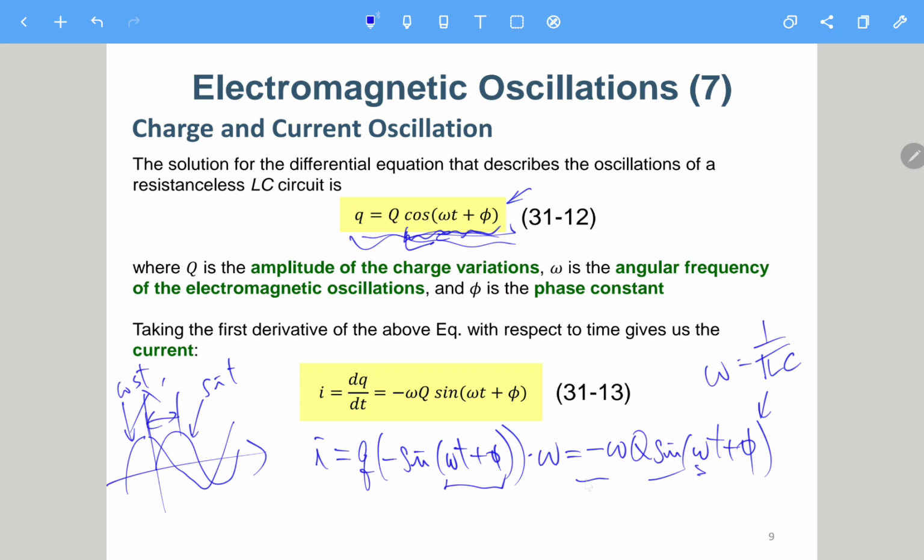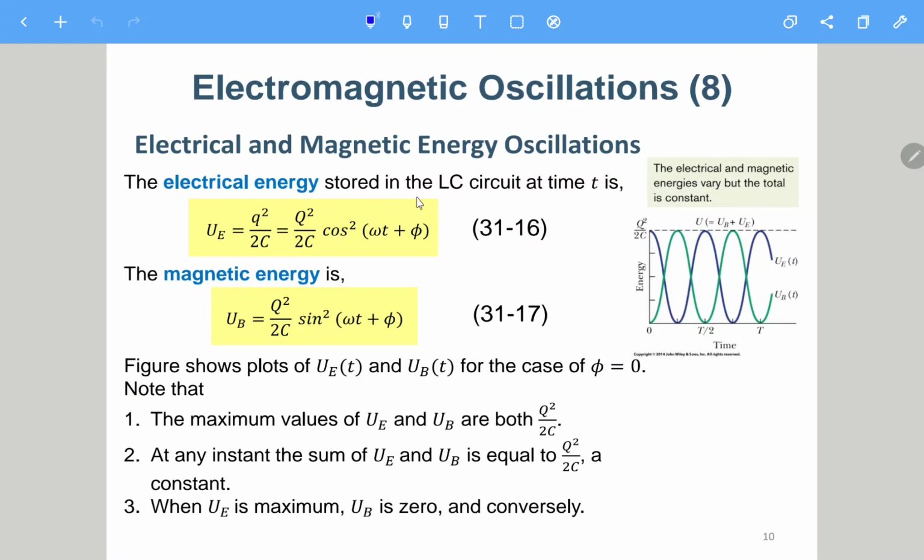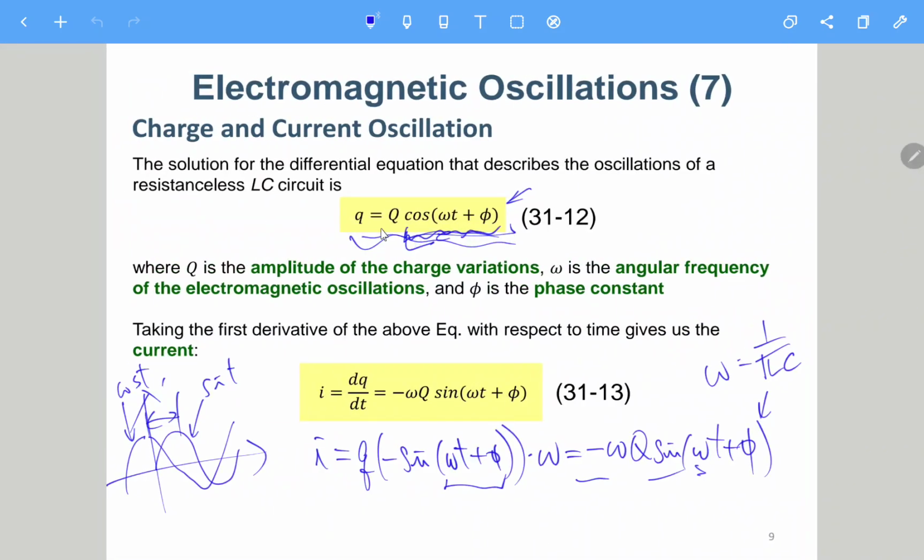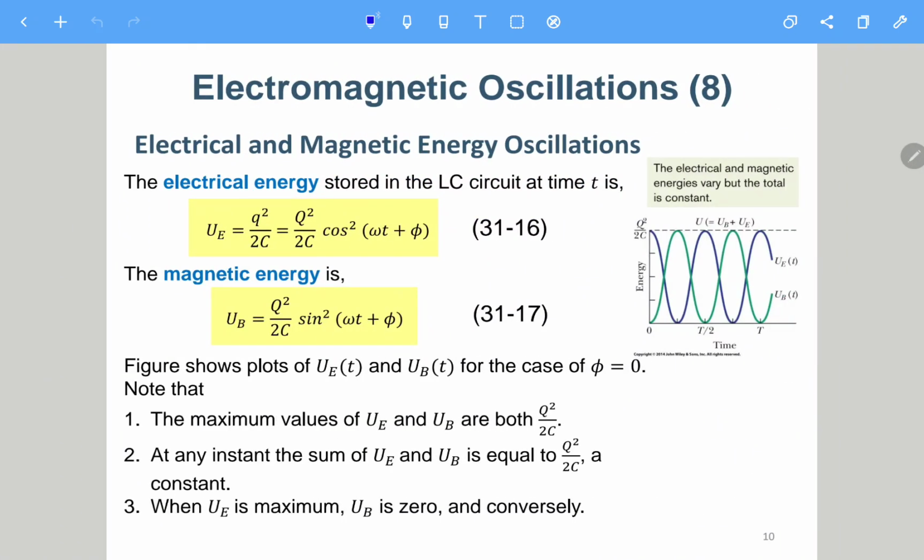Okay, so this is the current. We can try to find the energy stored in the E field and also the B field. In the previous page we have q equals capital Q, where capital Q is the amplitude of the charge, so q equals Q cosine of omega t plus phi. Keep that in mind.